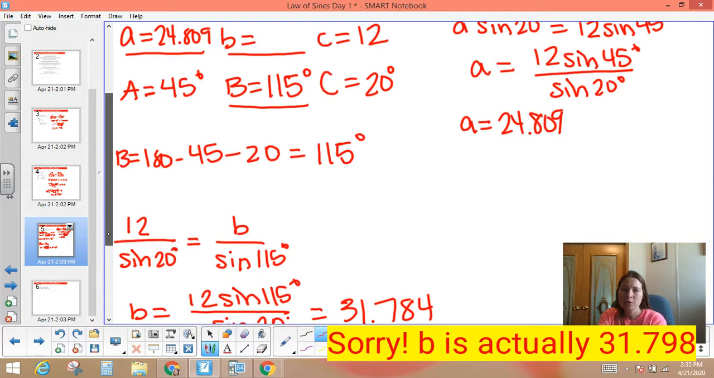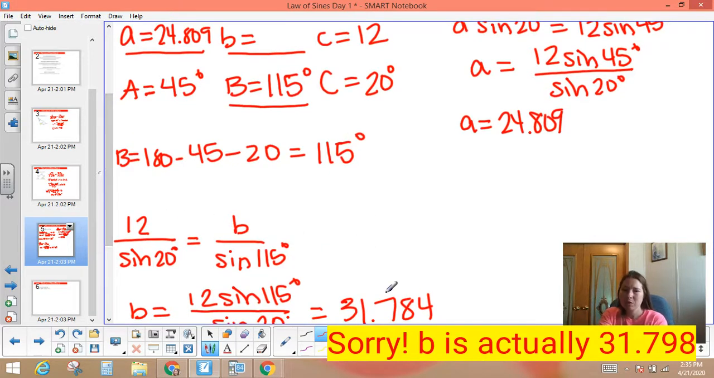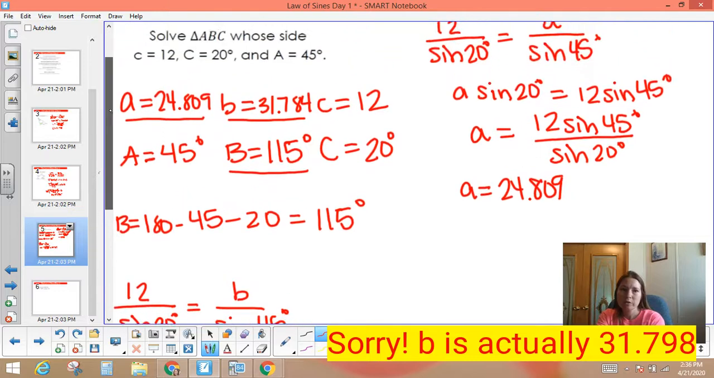Okay, so you can always go back and look at your information. Like when I got this number, I was like, ooh, that's kind of big for a side. But if you look at it, this one's 24 and this one's 12, and then 115 is a pretty big angle compared to the other two. So it makes sense that it's that big. So we can put it in and we are done. So you have solved the entire triangle.